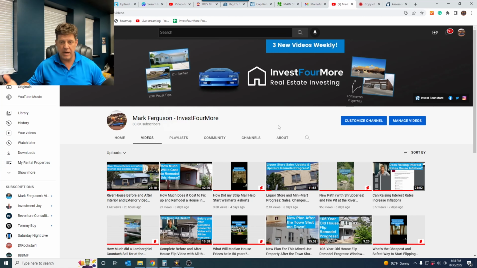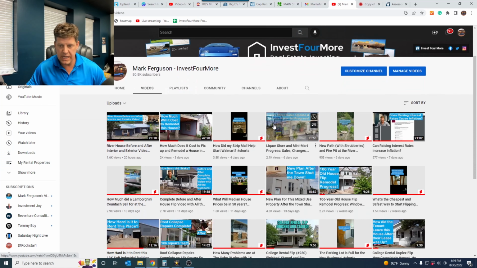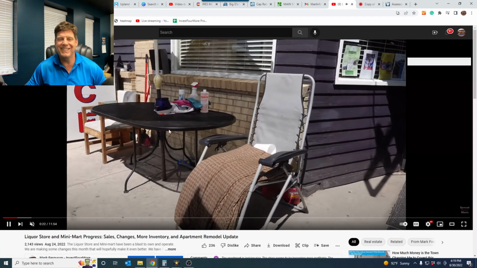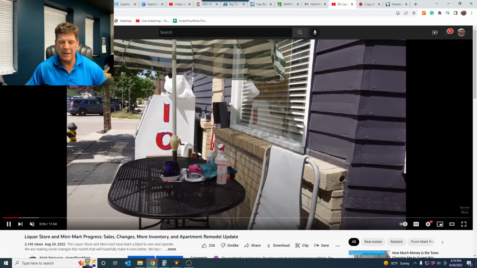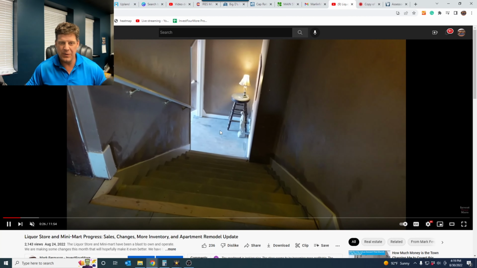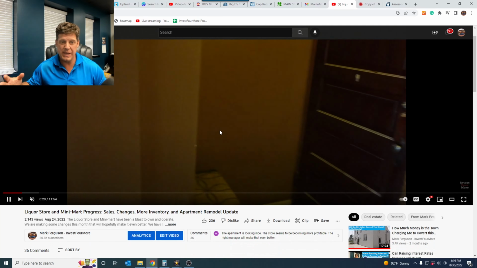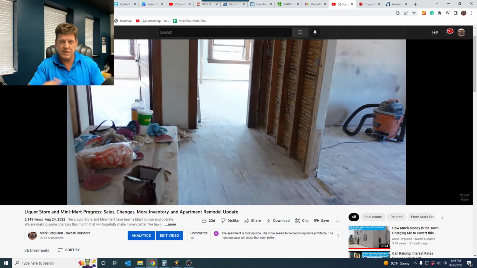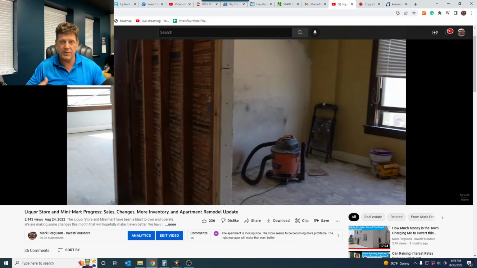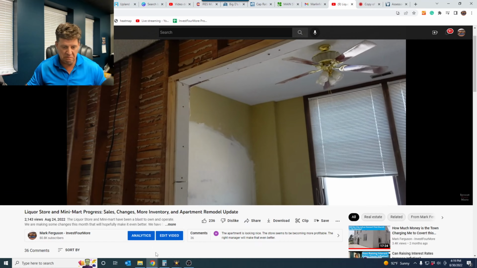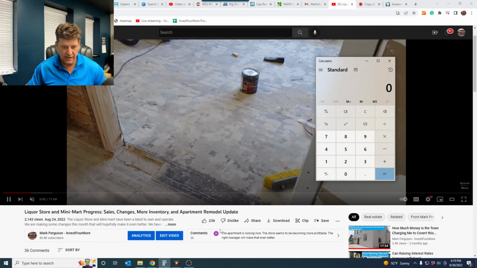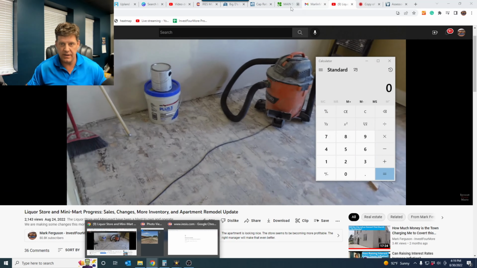And my strategy with some of my properties, and we can look at some of my properties here on my channel, is to buy properties like this. A liquor store, mini mart, an apartment building I bought. That was trickier because it came with the business and the apartments. And usually you should value the business separate from the building. Sometimes they're valued together. But my goal is to buy properties that, let's see, I bought this one for $605,000.